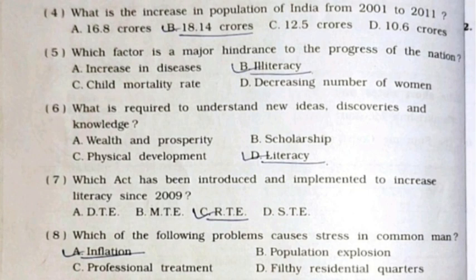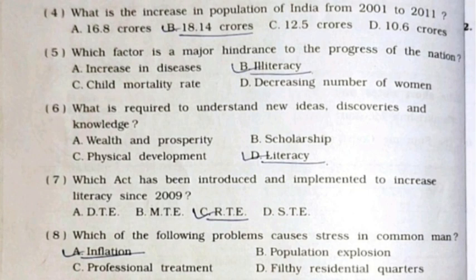Fifth one, which factor is a major hindrance to the progress of the nation? It's option number B, illiteracy. Sixth one, what is required to understand new ideas, discoveries and knowledge? It's option number D, literacy.